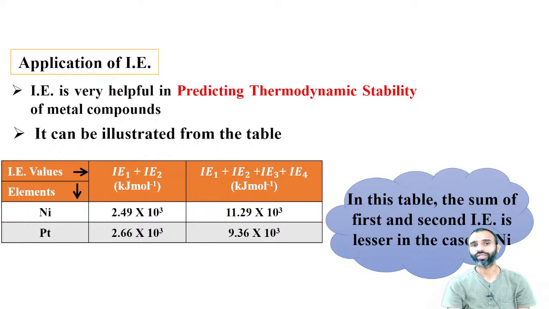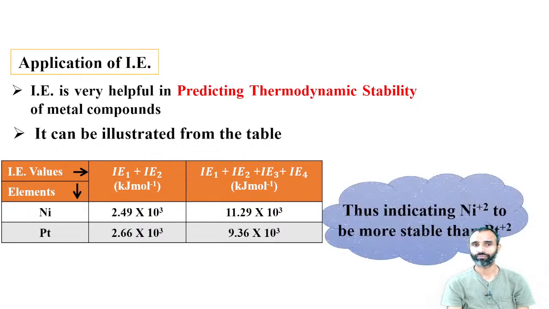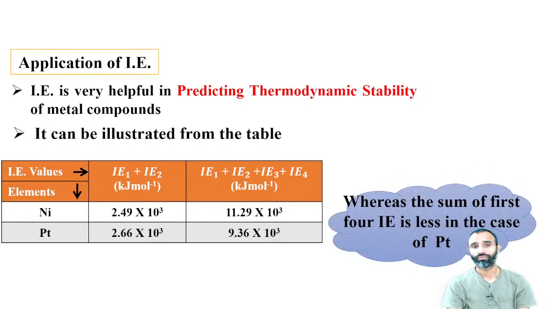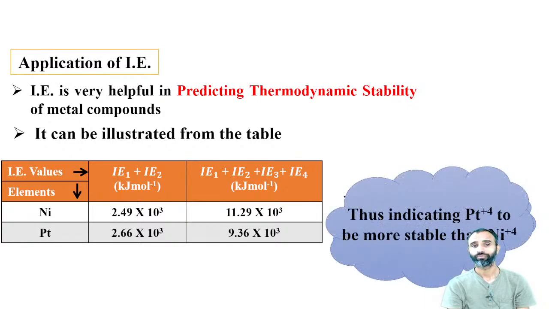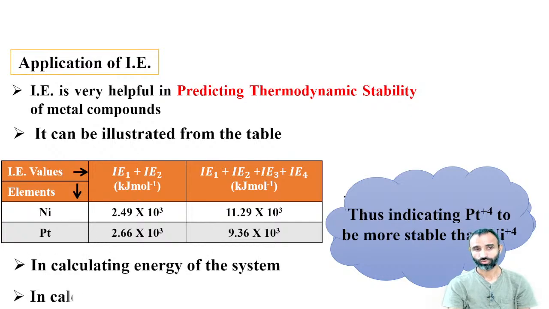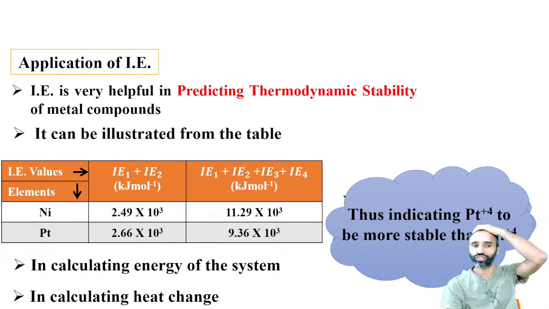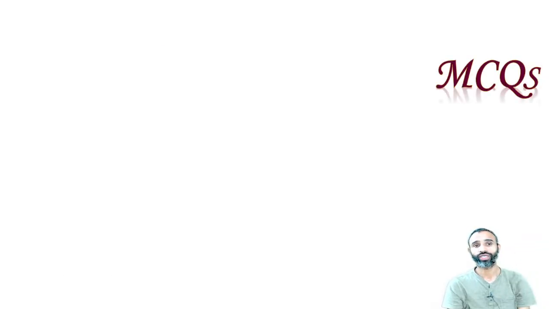So the sum of the first and second ionization enthalpies of nickel is less. So that means nickel 2+ is more stable than platinum 2+. Yes. But the sum of the first 4 ionization enthalpies is less in the case of platinum. So it indicates platinum 4+ to be more stable than nickel 4+. So it can be used in calculating energy of the system, in calculating heat change.